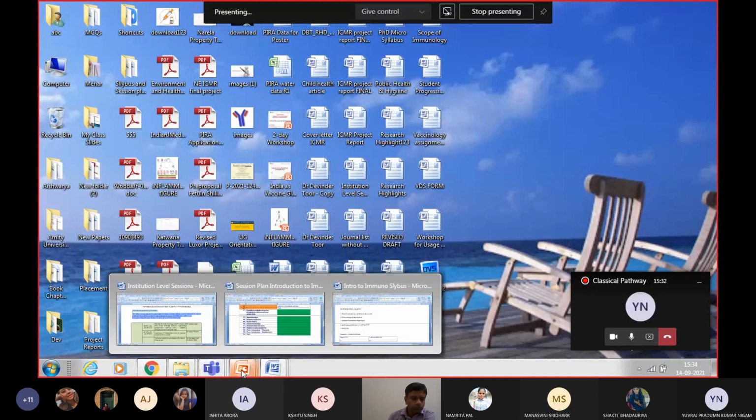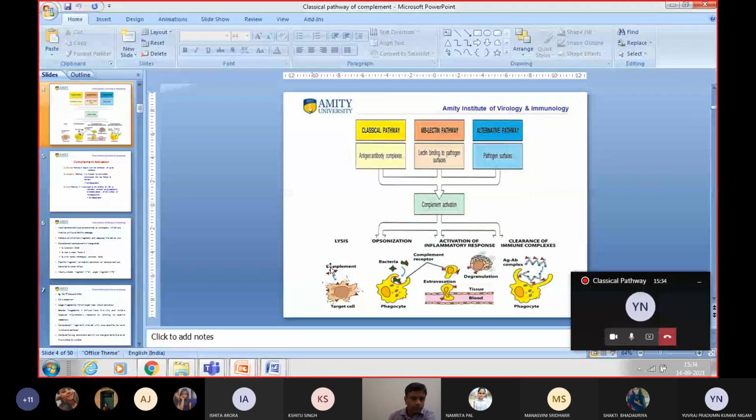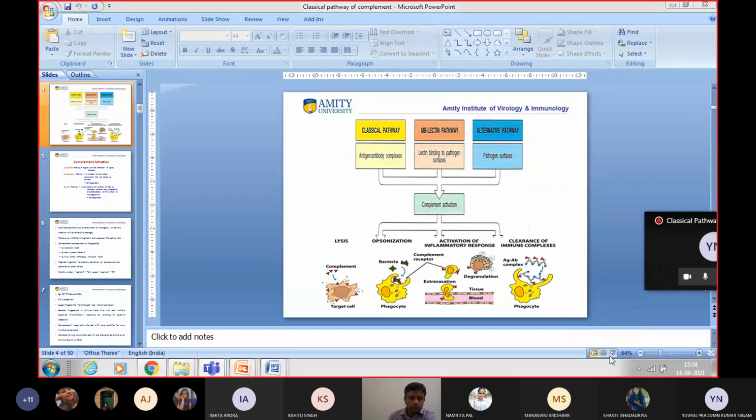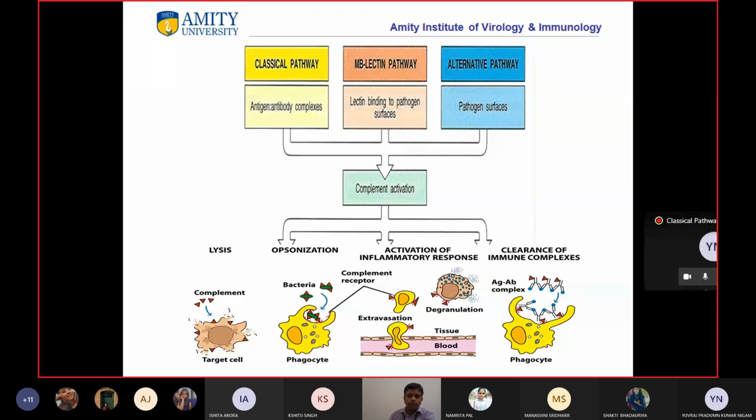Okay, so let me share the slides now. Okay, so we have seen this. Lysis, opsonization, activation of inflammatory response, and the clearance of immune complexes. Okay, if time permits, we may also discuss this in detail later.